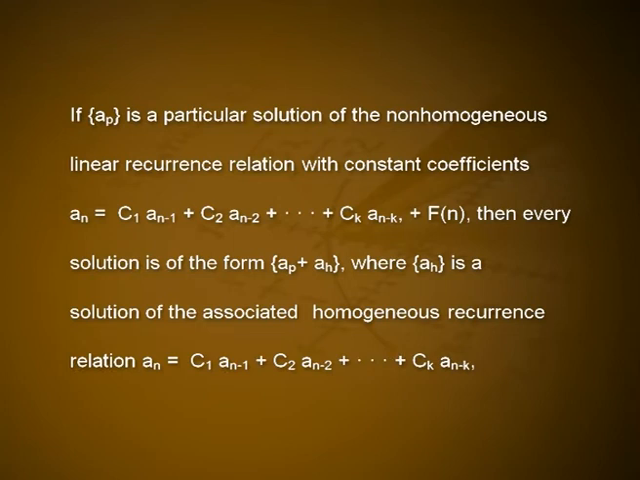a_n = c_1 a_{n-1} + c_2 a_{n-2} + ... + c_k a_{n-k}. By this theorem, we see that the key to solving non-homogeneous recurrence relations with constant coefficients is finding a particular solution. Then every solution is a sum of this solution and a solution of the associated homogeneous recurrence relation.